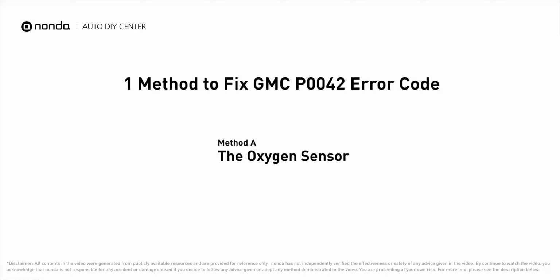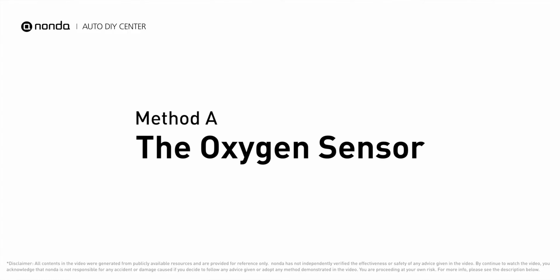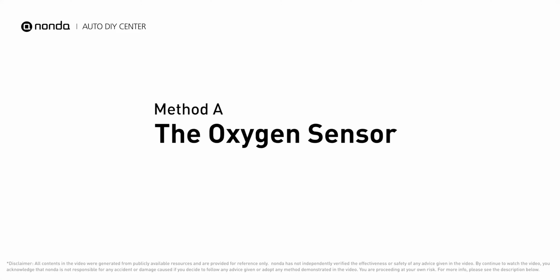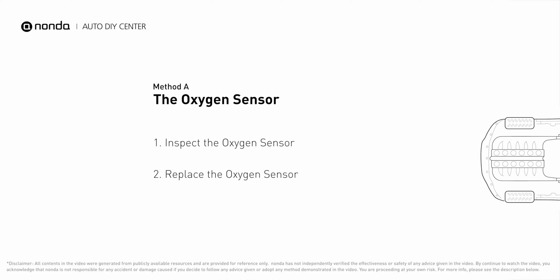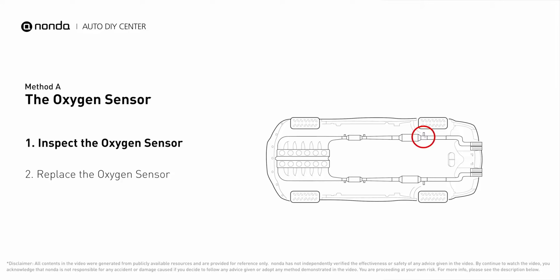Here is one of the most practical solutions to fix GMC's P0042 error code. Method A, the oxygen sensor. This oxygen sensor is located right after the catalytic converter. Bank 1 is on the side with the cylinder number 1. Sensor number 3 is downstream of the last catalyst in the exhaust system.